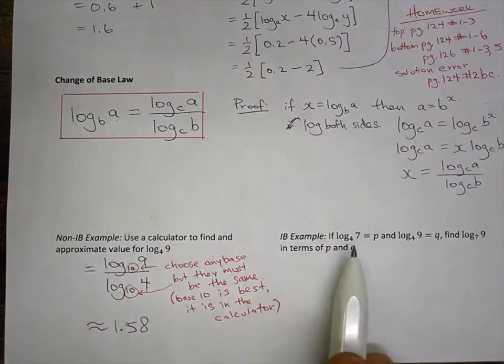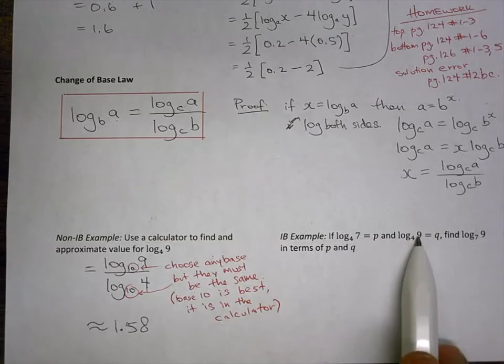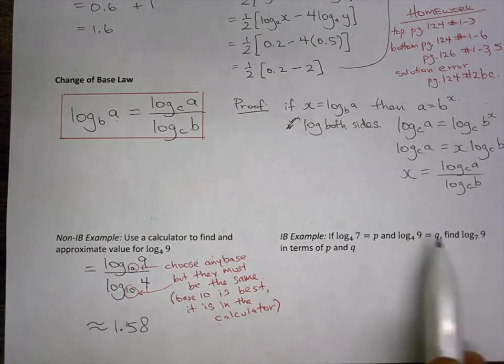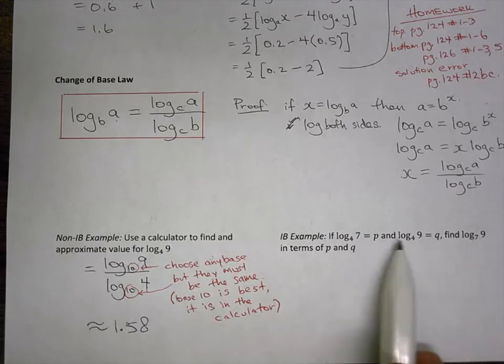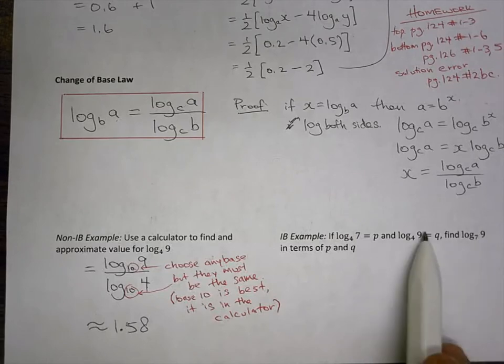Here they've given you log 7 and they've given you log 9, and they want you to find log 9 base 7. And I mean, this is a confusing question, but look at the problem here. This should be the red herring. The bases aren't the same. How can I rewrite this in terms of these if this is base 4 and this is base 7?